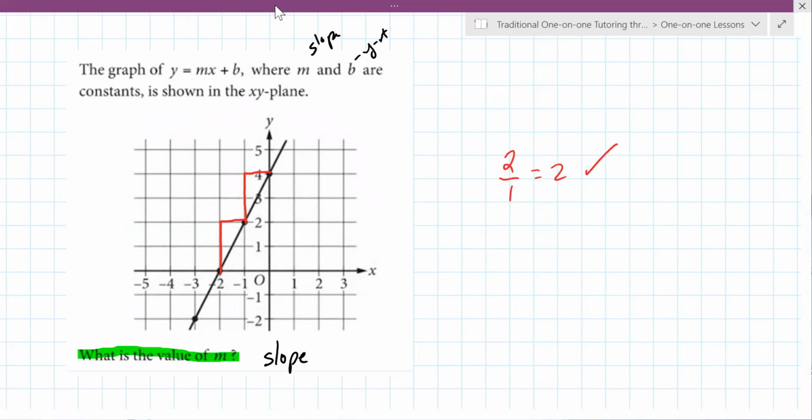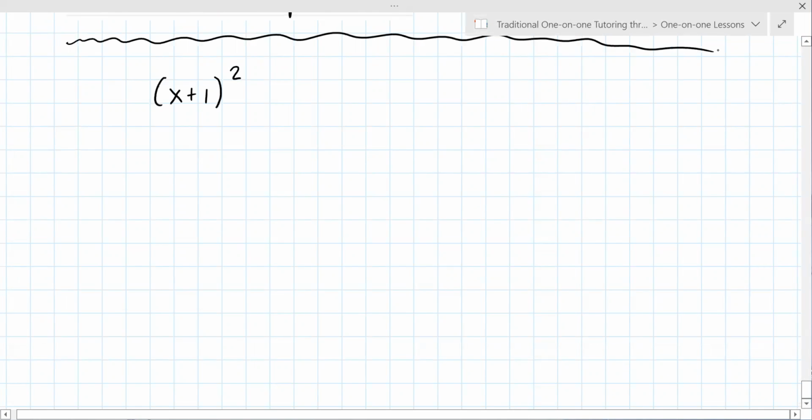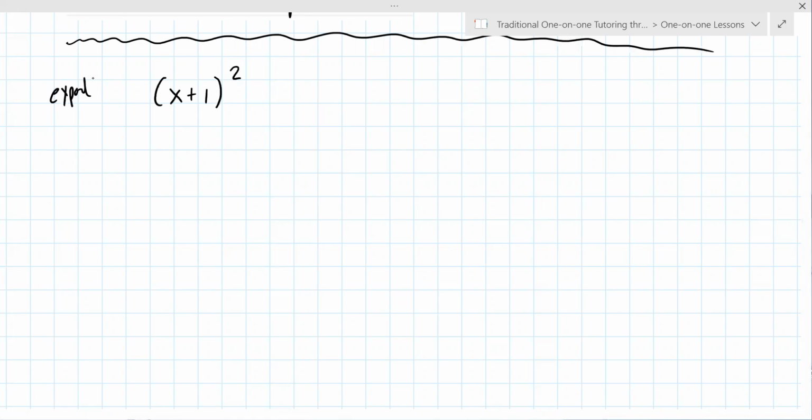Good. Okay, so before we do the next question, I want you to tell me what this results in. If I just said to expand or multiply, can you tell me what the result of this would be? You can work it out if you need to on your own. I got x² plus 2x plus 1.